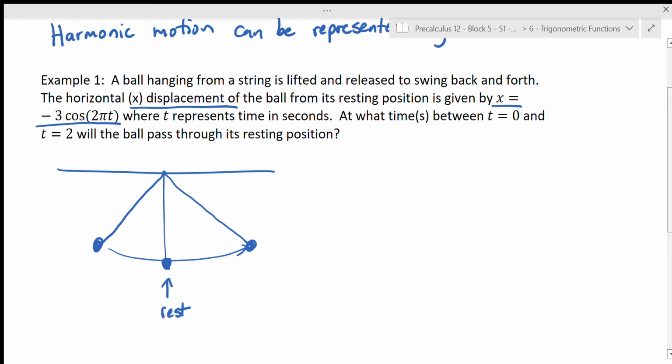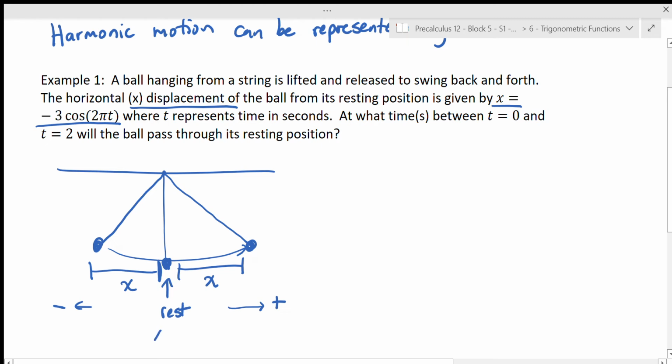Okay, so it's going to go the same amount on both sides. So we're going to call the distance from the resting position x here, x here. This is kind of like a minus x. We're going to define this as being sort of the minus direction, and this as being the plus direction. Okay, so here we have our x equals 0. Okay, so what is this?